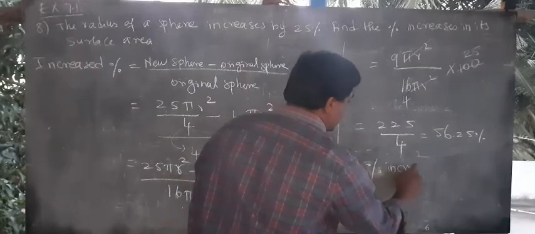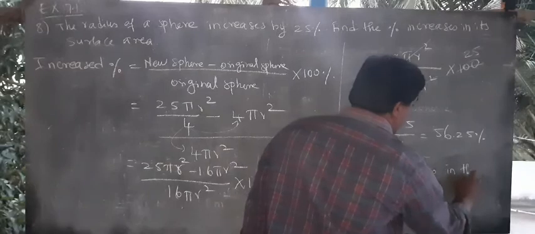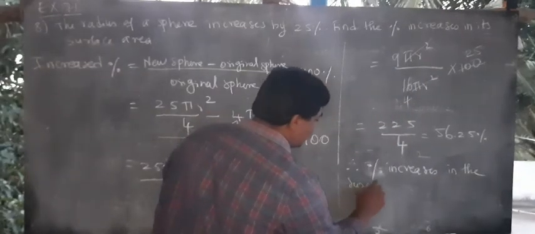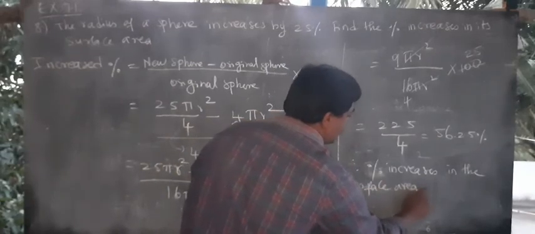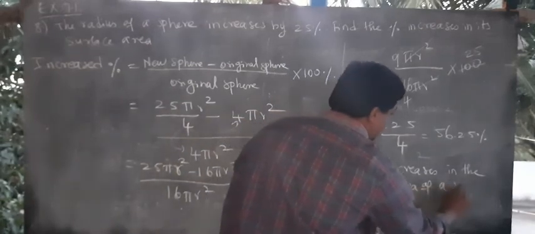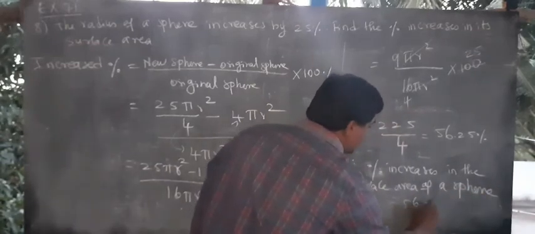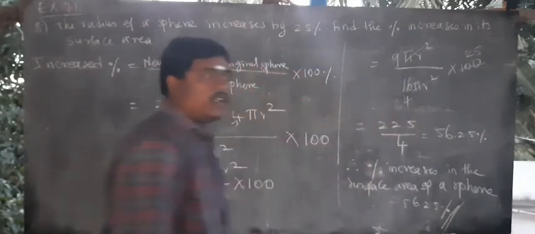So the percentage increase in the surface area of the sphere is 56.25%. Right? This is very important.